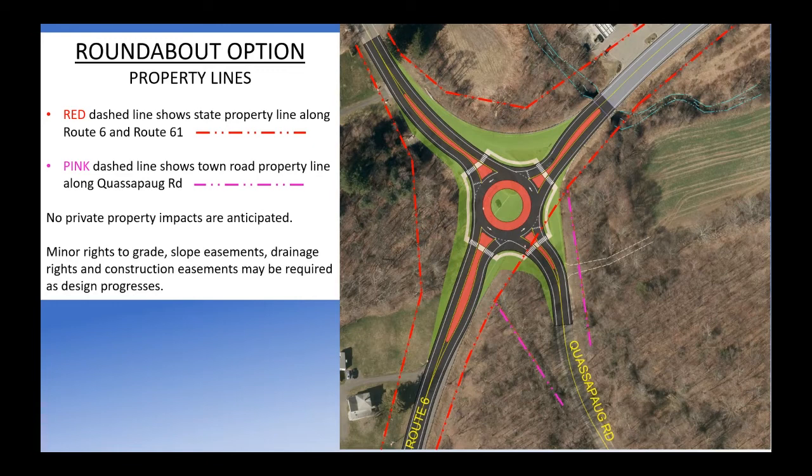The final alignments of the roads and even the center circle may get shifted a little bit during design as they tweak the design and try to provide the best design possible. But even with any movement of this layout, it would still be anticipated to be well within the property lines. Once again, Ed, thank you very much.